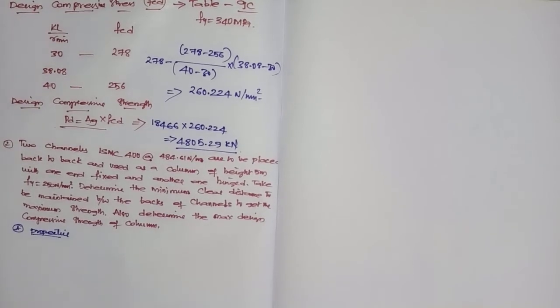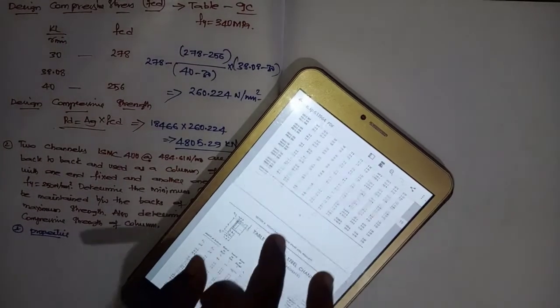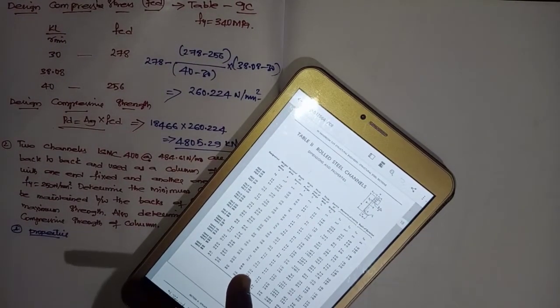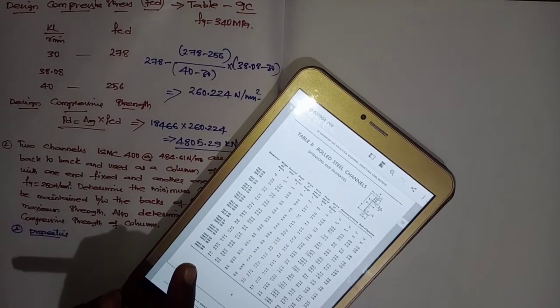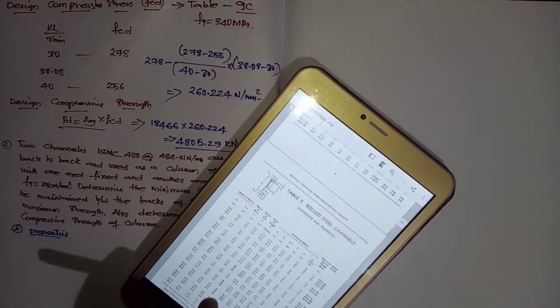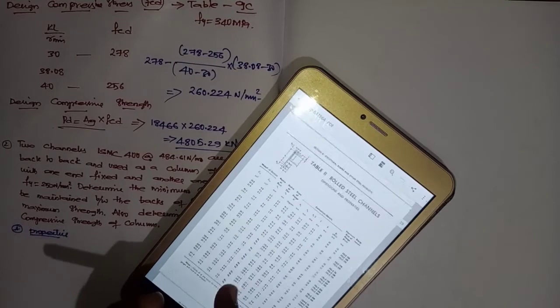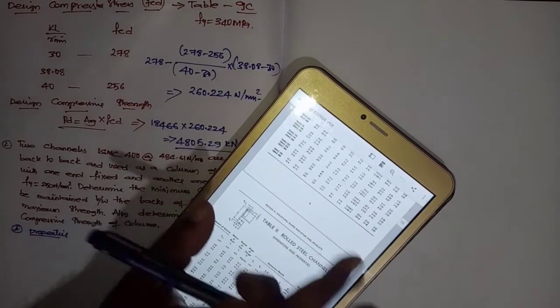So SP6, for channel sections. What is the question given? ISMC 400. Is there anything else? Only one is there, right? So ISMC 400.